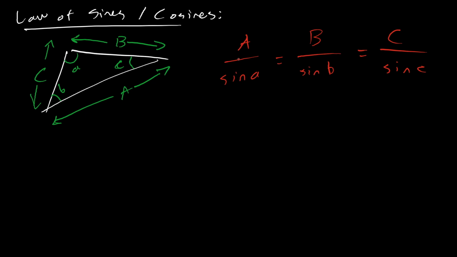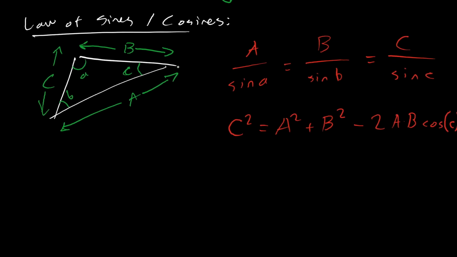Similarly, we have another law called the law of cosines, which states that the length C squared, this is capital C, length C squared is length A squared plus length B squared minus 2 times length A times length B times cosine of angle C. This is small c right here. So this is the law of cosines.